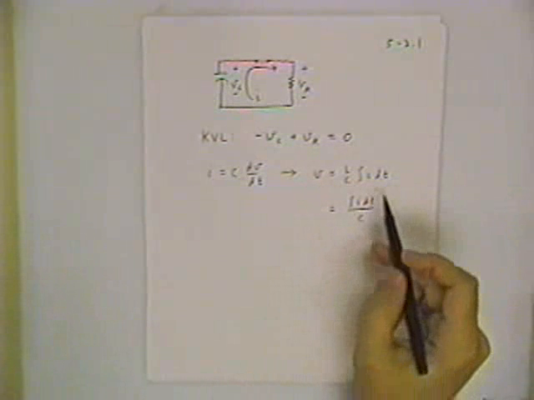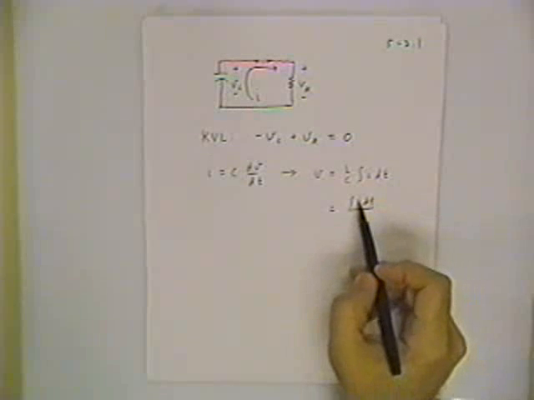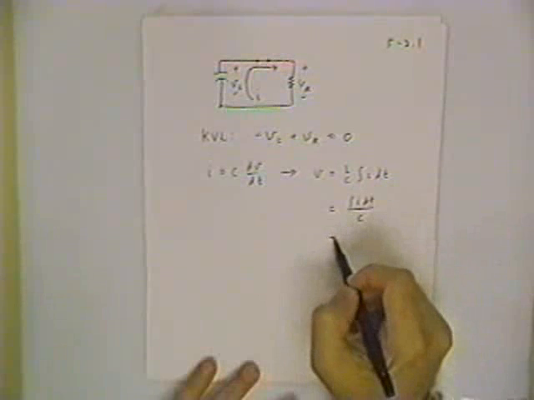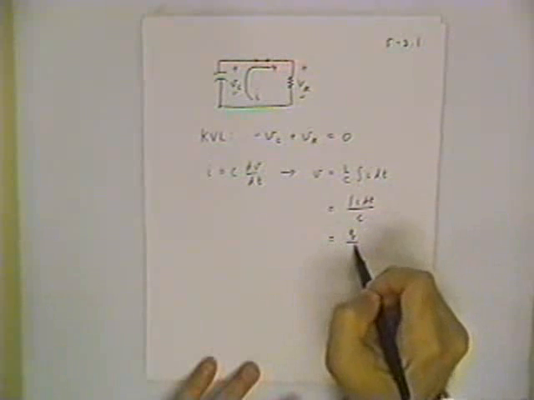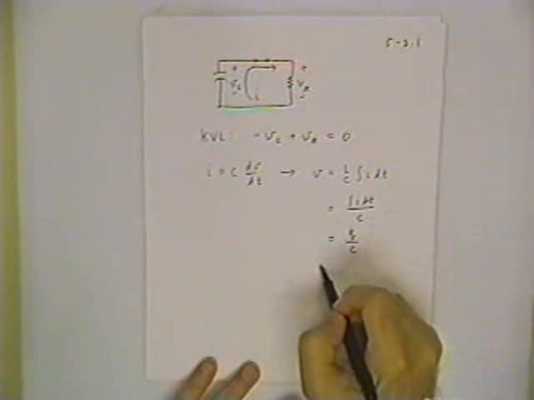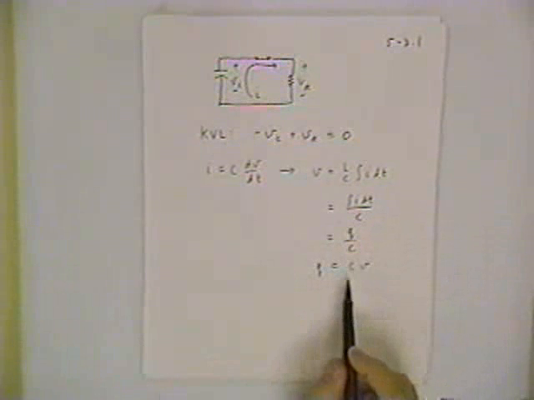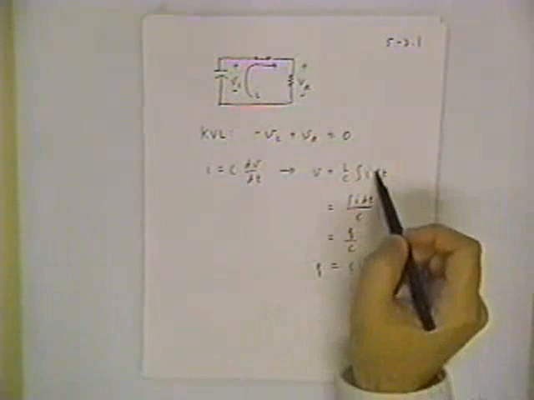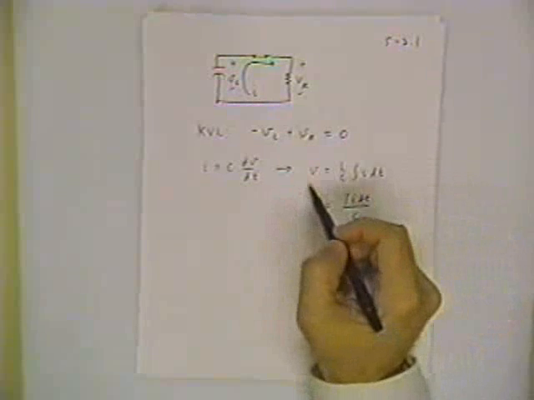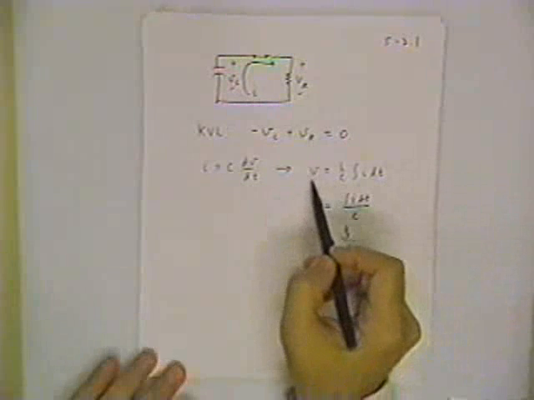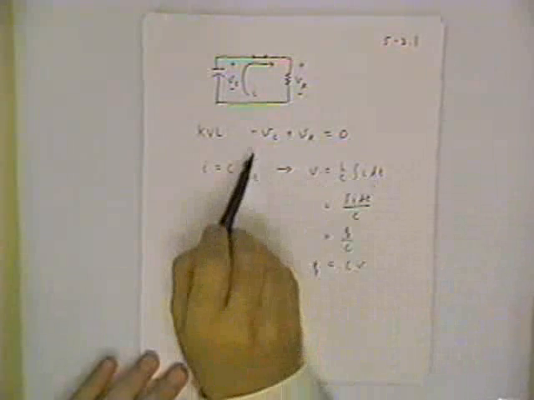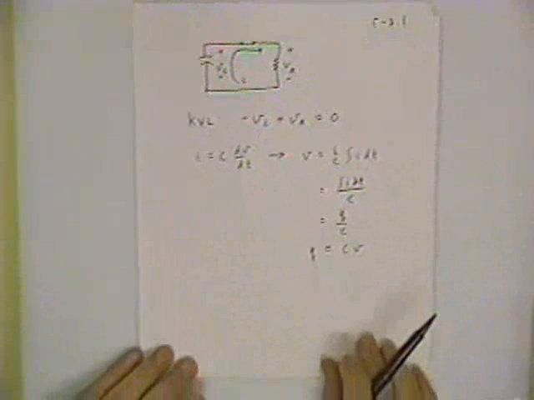Current is in coulombs per second, dt is in seconds. And so if you cancel out the seconds, you get coulombs. And so what we're actually looking at is charge over capacitance, and this is our familiar Q is equal to CV. So again, this might be a way of remembering this form of the model for the capacitor. This is the equation that we want to use now to substitute for V sub C.